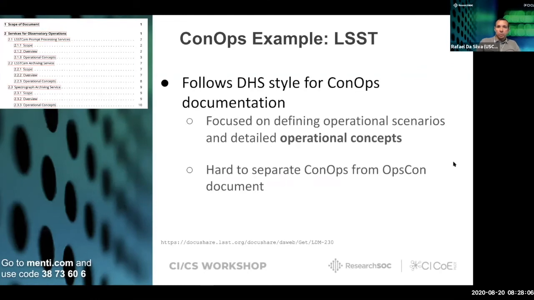The third example is the LSST ConOps document, which follows the DHS, the Department of Homeland Security, style for ConOps, which is also based on the IEEE. It's a very detailed and long document, about 80 pages, I think. They have very detailed discussions on the operational scenarios and detailed operational concepts.